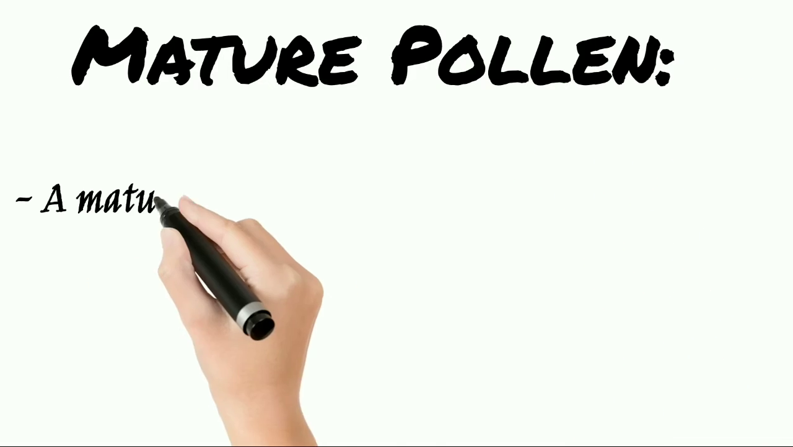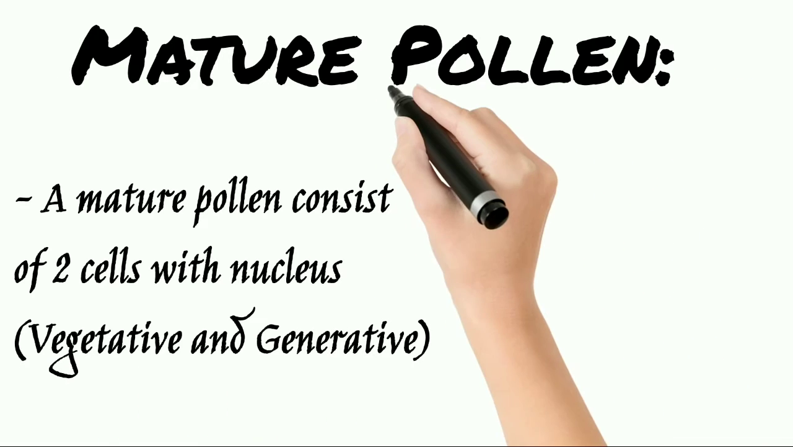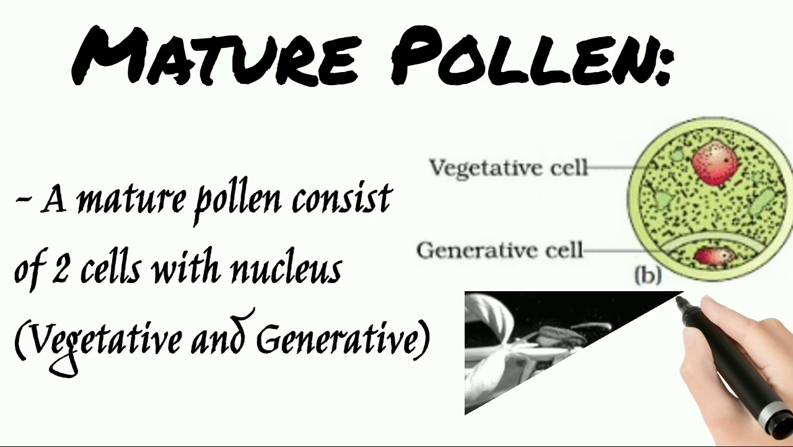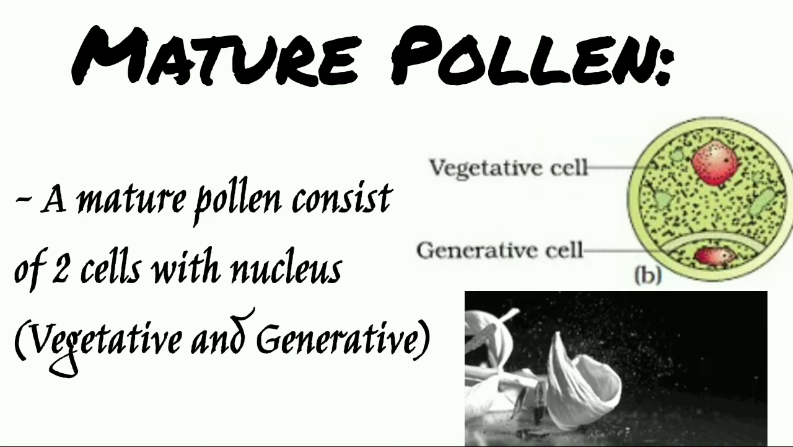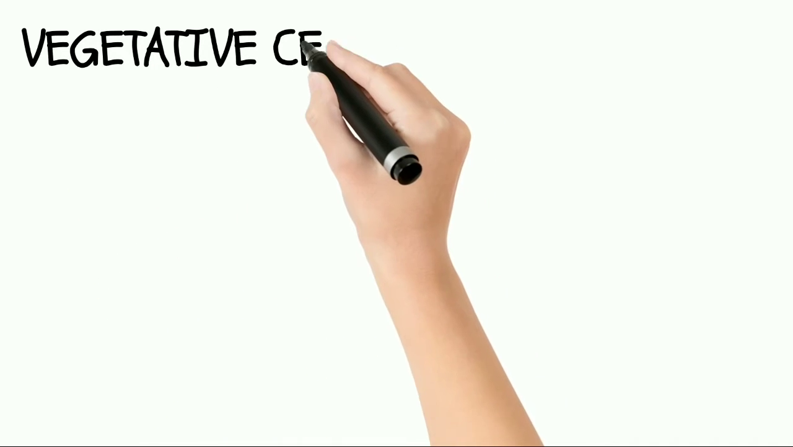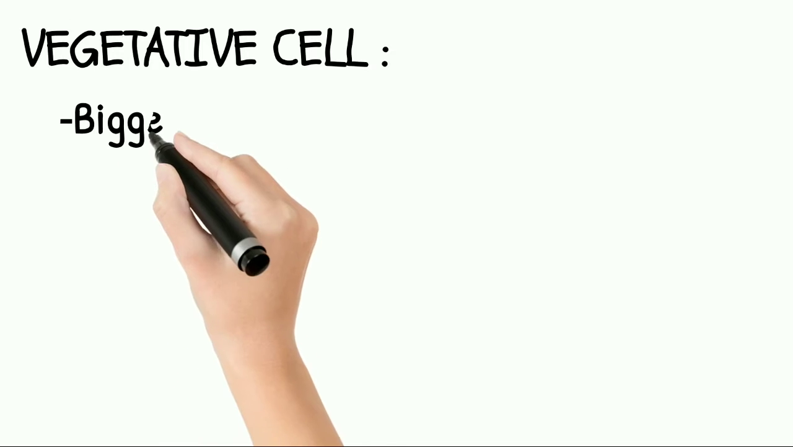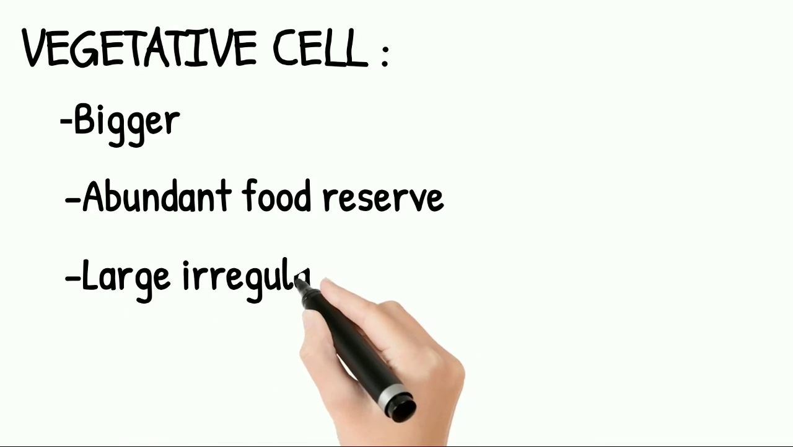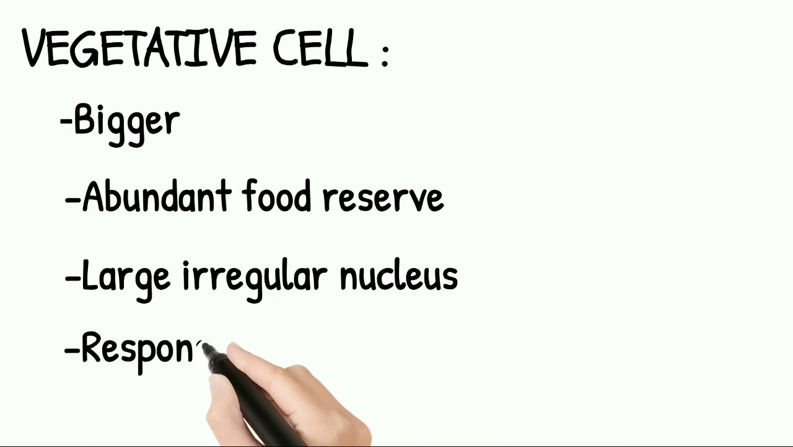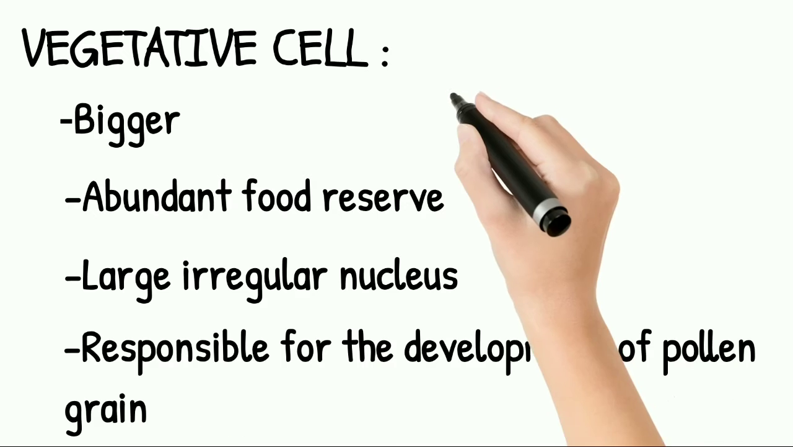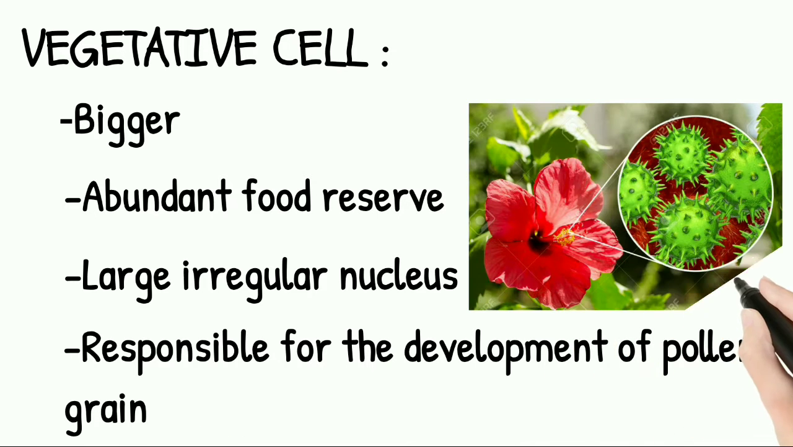Then comes the mature pollen. Mature pollen consists of two cells with nucleus, vegetative and generative, as you can see in your NCERT diagram. The vegetative cell is bigger in size and has abundant food reserve. It has a large, irregular nucleus and it is responsible for the development of the pollen grain. It is shown in the image.